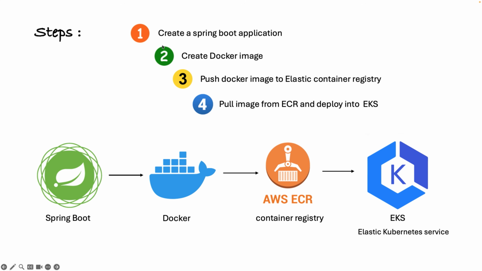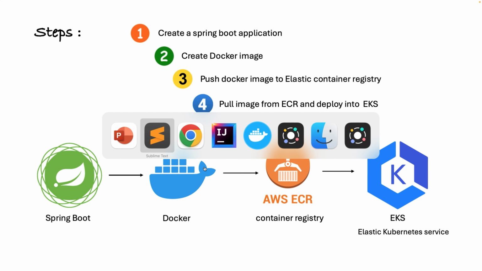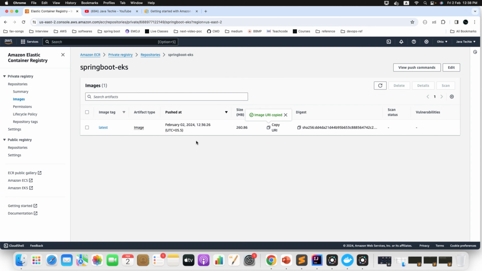So we created a Spring Boot project, we dockerized it, then we pushed that image to the ECR. Now the next step, we need to pull the image from ECR and deploy it into EKS, which is Elastic Kubernetes Service. So it means we need to do the setup of EKS. That is the last step pending. First let's do the EKS setup. To do that, first we need to create one cluster in EKS.